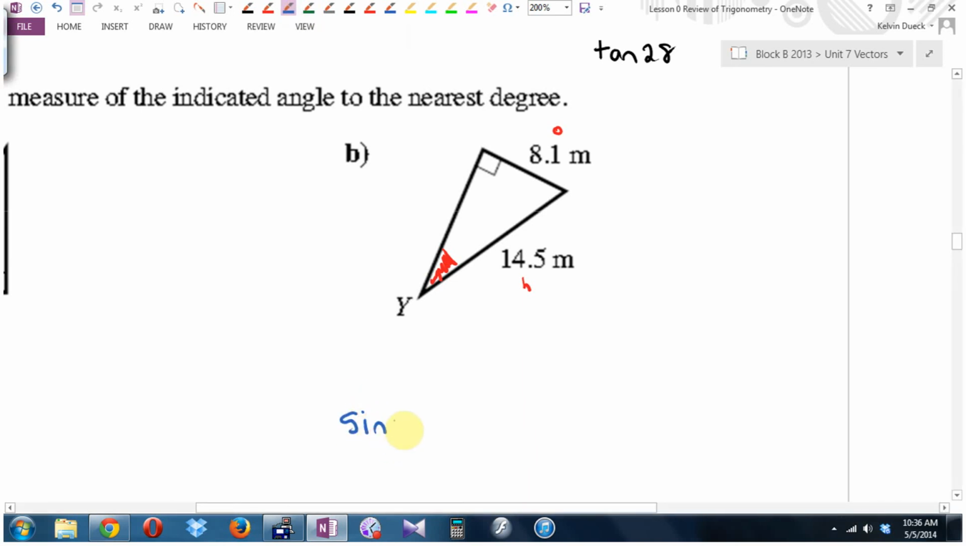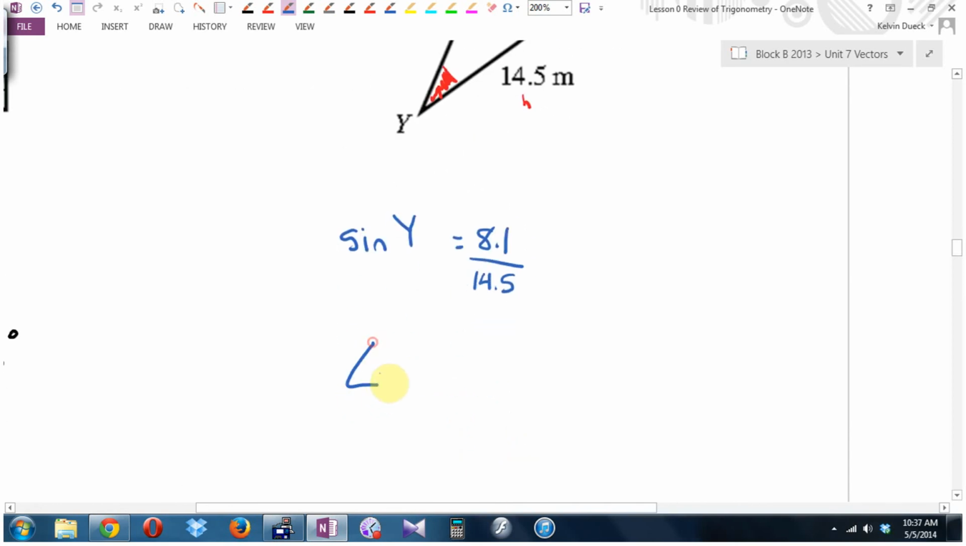What always goes next to the trig function? The angle. What's the angle this time? Because I asked you to. Yeah. Goes what over what? Okay, there's my setup. So how big is angle Y?